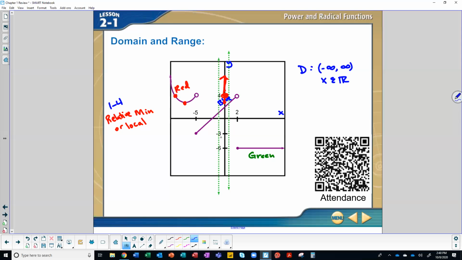Now I go to the blue piece. It says open circle, oops, closed circle. Oh, wow, that was really ugly. Let me try that one more time. Undo, blue. Connect like that.